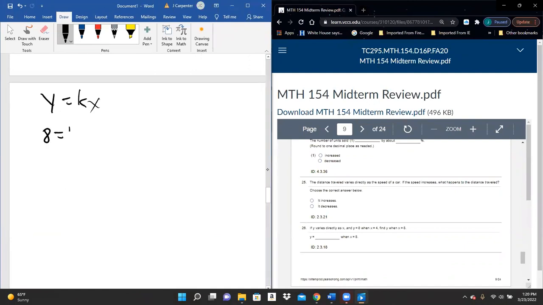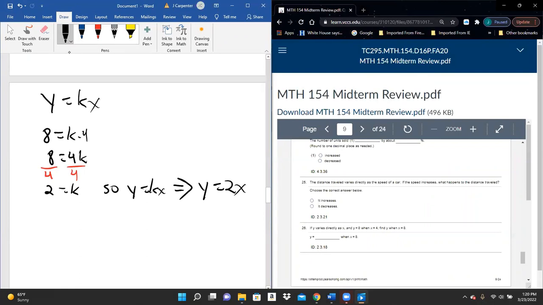So we go 8 equals k times 4, or 8 equals 4k. We'll divide both sides by 4. And that tells us that the value of k is and always will be 2. So y equals kx turns into y equals 2x. Basically, for every 1 x, there are 2 y's. So what about when x is 8? Well, y is equal to 2 times 8, which is 16. And that's it.